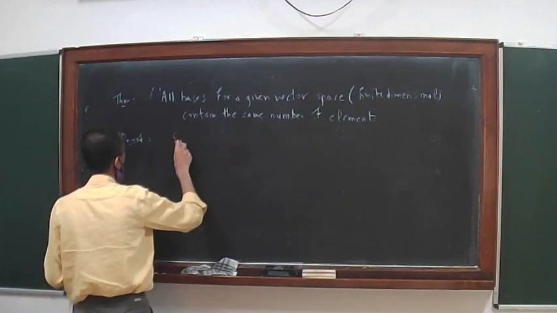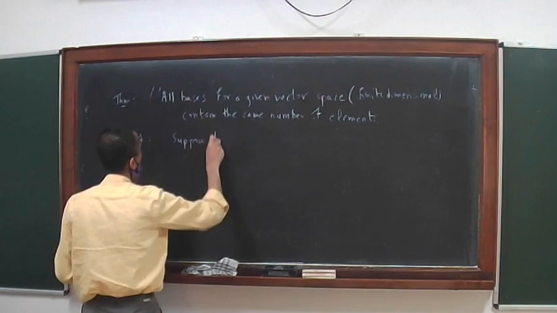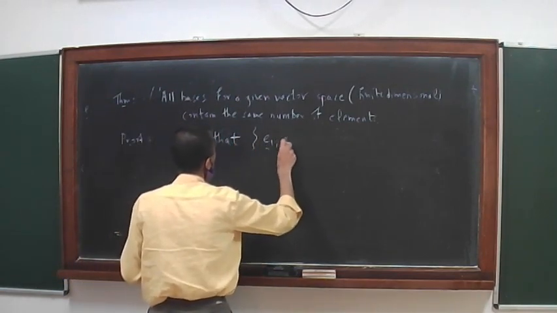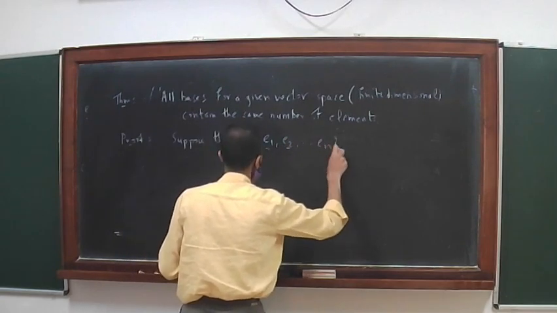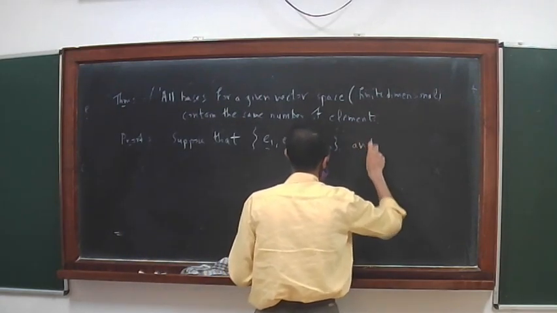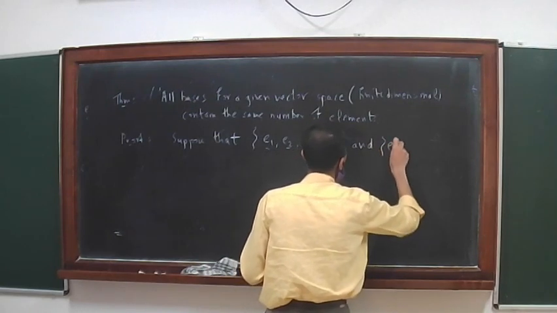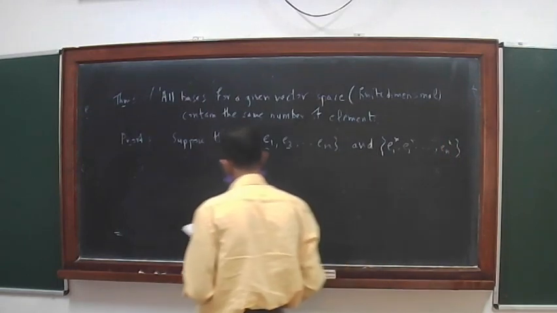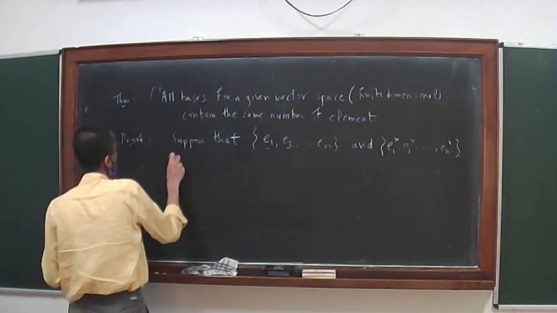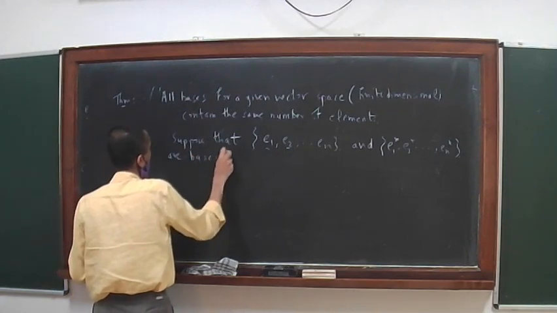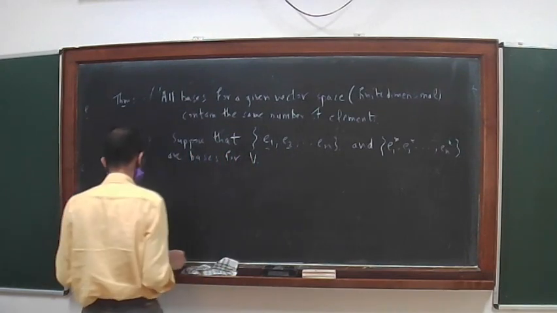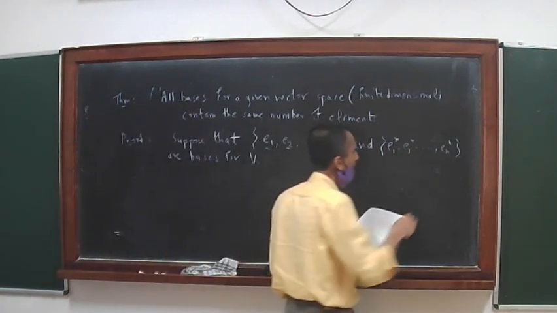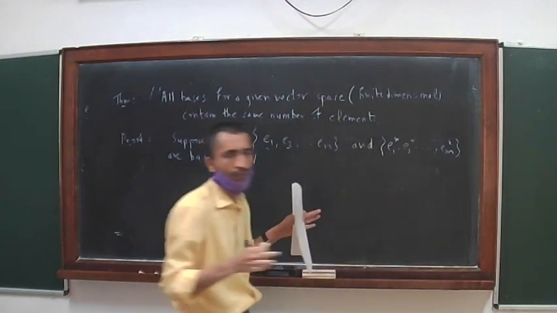So suppose now that E1, E2 up to En and E1 star, E2 star up to Em star are bases for V. So these are now two bases. Sorry, here I should have m. Sorry about that.